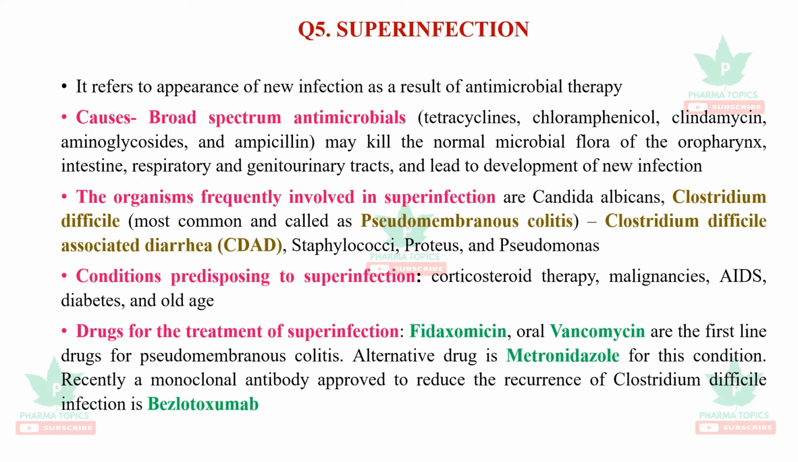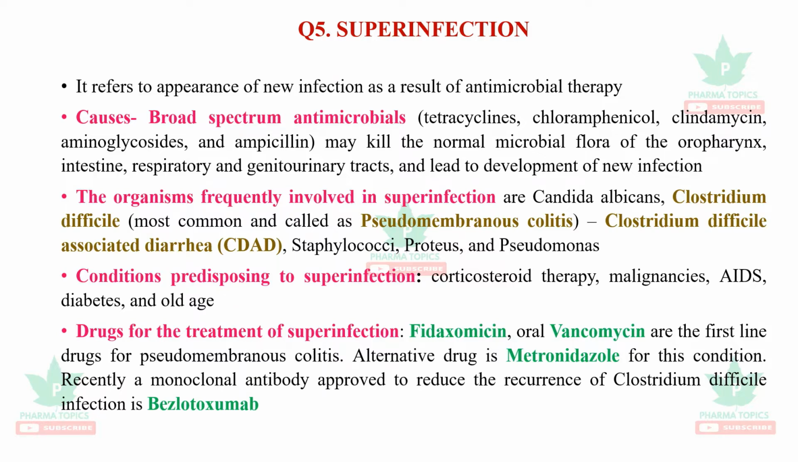Question number 5 is a very important question, superinfection. It refers to the appearance of a new infection as a result of antimicrobial therapy. It is caused by broad spectrum antimicrobials. Tetracyclines, chloramphenicol, clindamycin, aminoglycosides, and ampicillin may kill the normal microbial flora of the oropharynx, intestine, respiratory, and genitourinary tracts and lead to development of new infection.